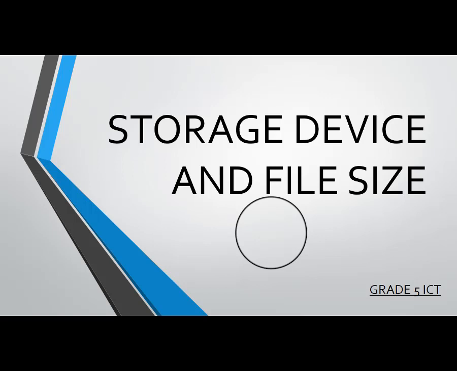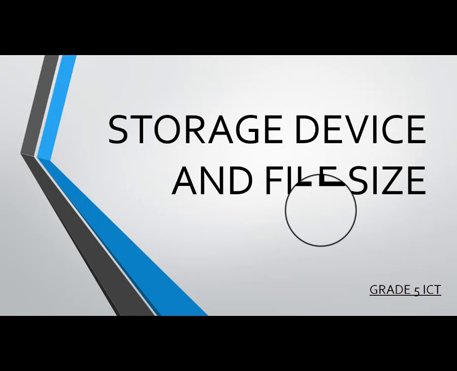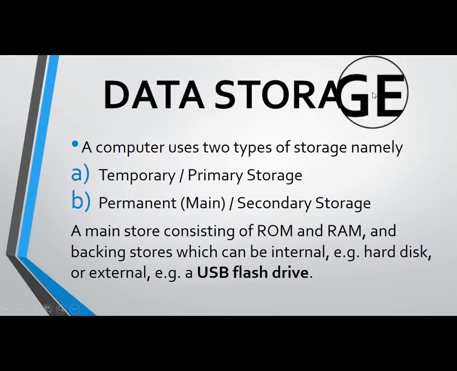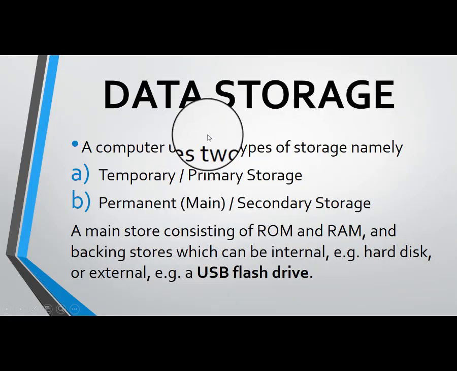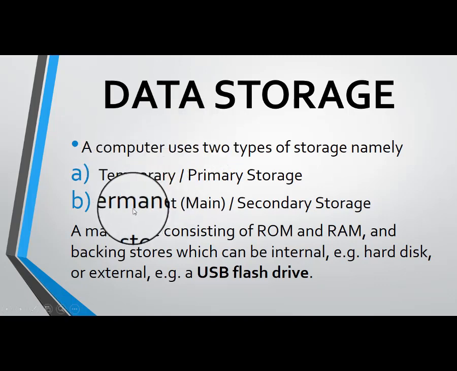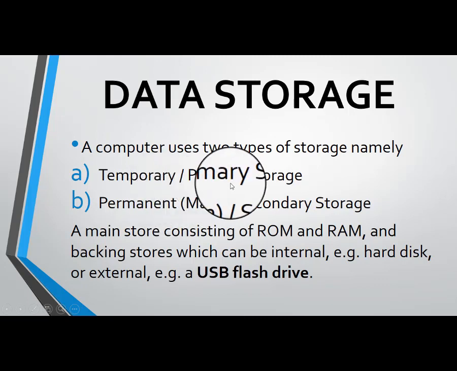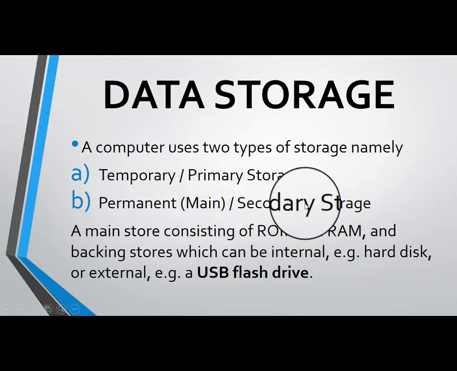Well, in this topic, we're going to discuss storage device and file size. And I strongly believe that at the end of this topic, you're going to know what happens when you save your files. So let's begin by discussing data storage. A computer has two types of storage, temporary and permanent, or you might hear them called primary storage and secondary storage.